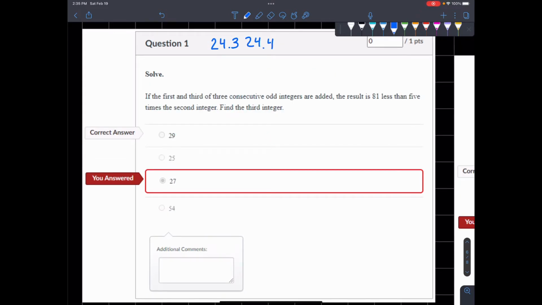Okay, so this is question 124 on quiz 24.3, 24.4. If the first and third of 3 consecutive odd integers are added, the result is 85 less than 5 times the second integer. Find the third integer. Well, just for example's sake, 3 consecutive odd integers are 3, 5, and 7. The relationship between each of them is that we have to add 2 to get to the next one. So say we have an unnamed integer, first integer a. To get to the next odd integer, where a is odd, I should specify, we have to add 2. And to get to the third consecutive integer, we have to add 4.